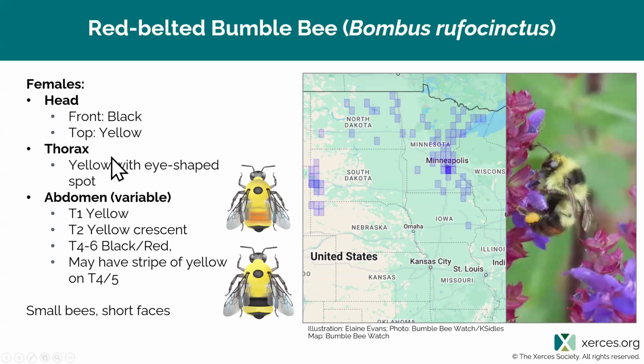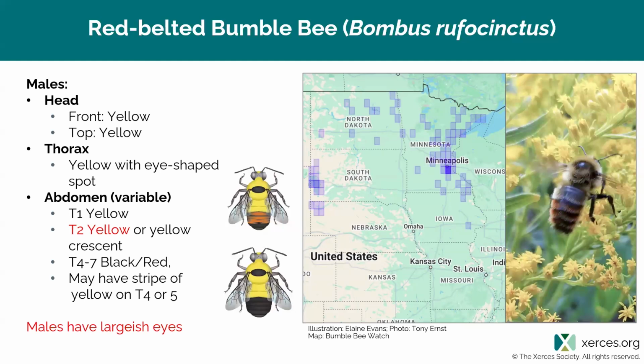All right, the last thing to note would be the color patterns on the head. So for females, you would expect to see black hairs on the front of the face and then yellow hairs on the top of the head. Also worth noting is the body size of these bees. These bees tend to be pretty small compared to some of the other species that you might encounter in the region. This is another species that has shorter cheeks, which gives them a rounder looking face when you look at them straight on.